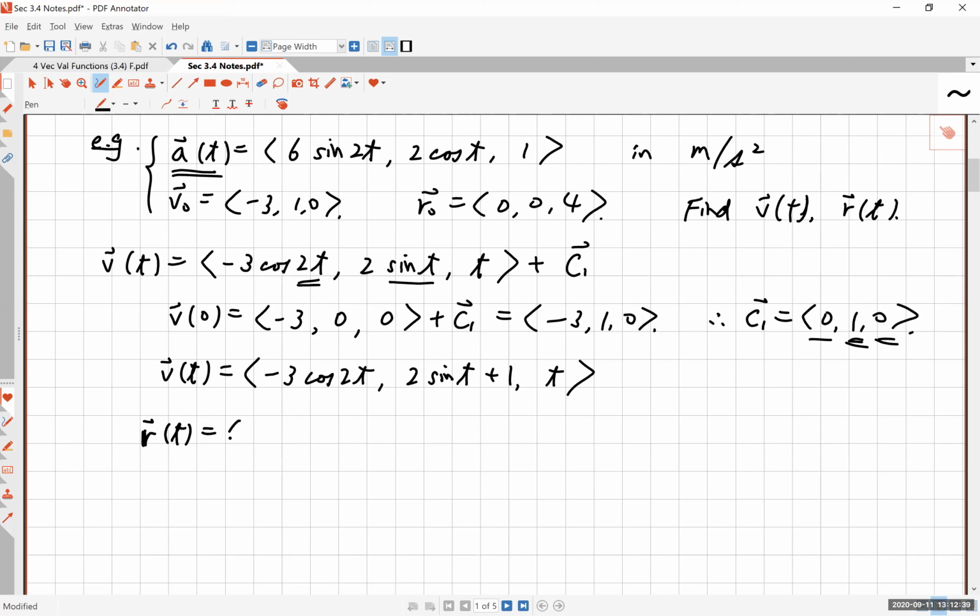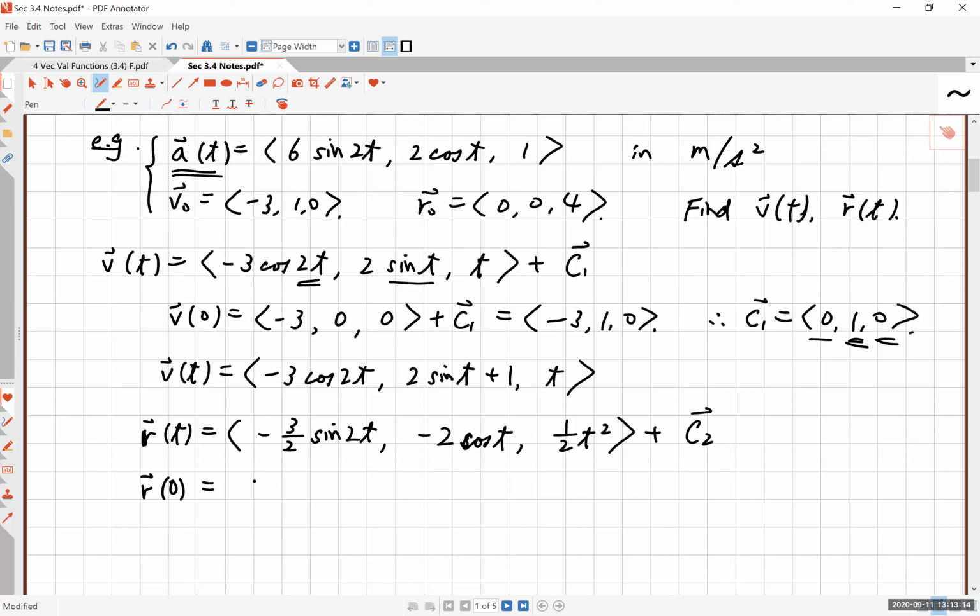Now we try to find the position function by taking the antiderivative of this again. You notice here, this will give you negative 3/2 sine of 2t. Immediately, mentally, I'm differentiating this. I know I will get cosine 2t times 2, and 2 and 2 will cancel. Everything's fine here. This will give you negative 2 cosine of t, because the derivative of cosine is negative sine of t. Now, this one will give you 1/2 t squared plus some constant vector, which we are about to find.